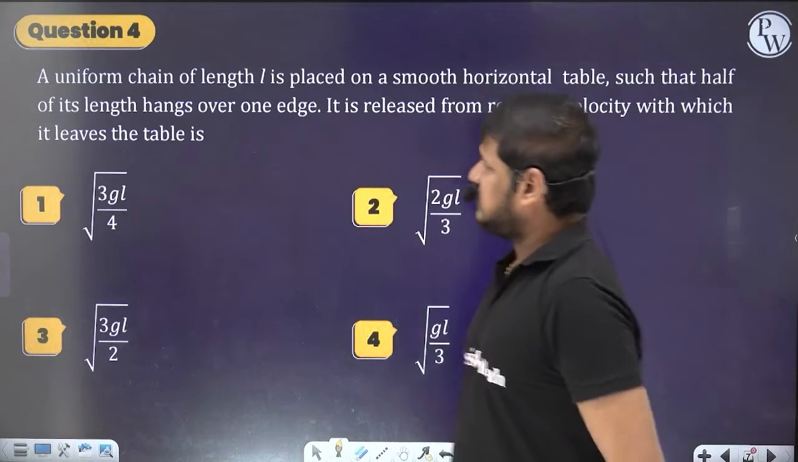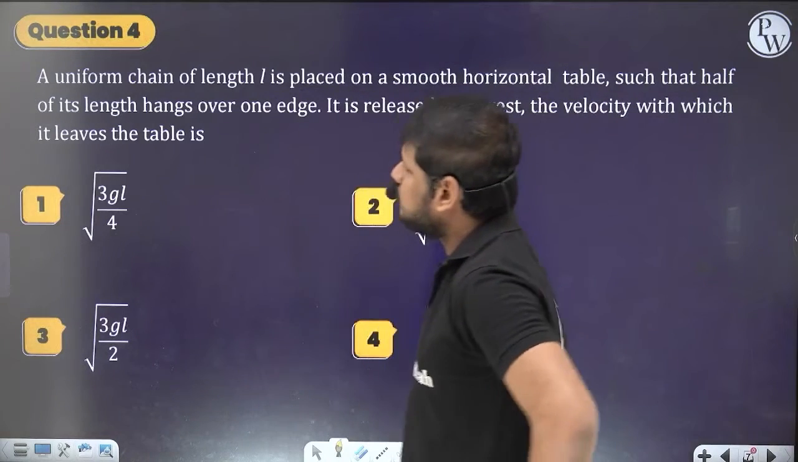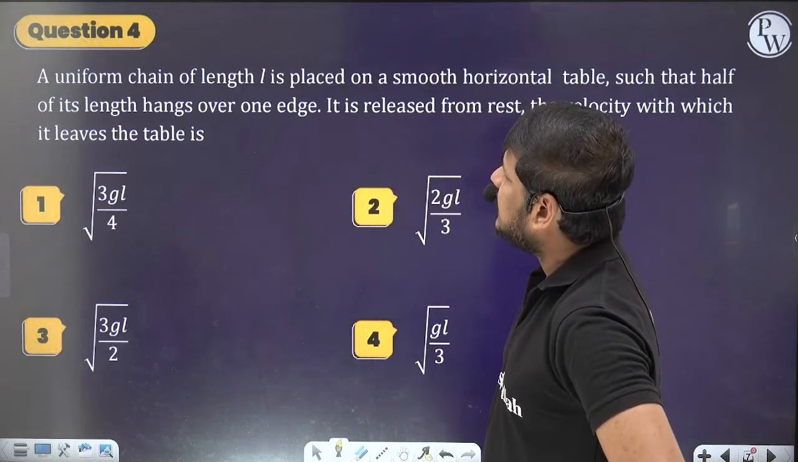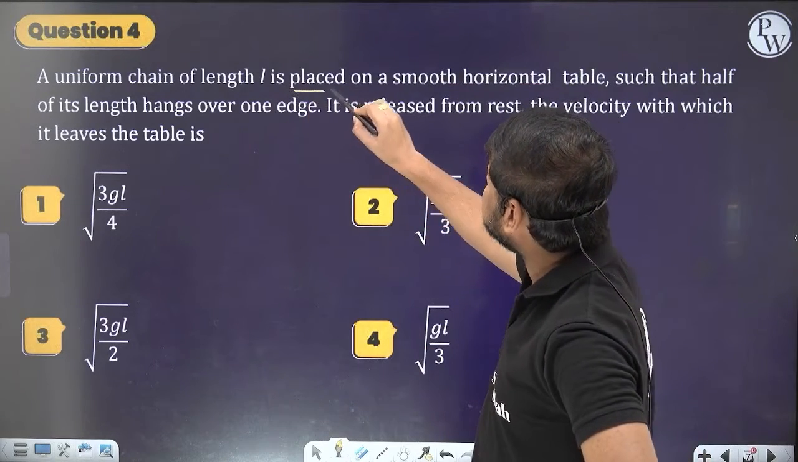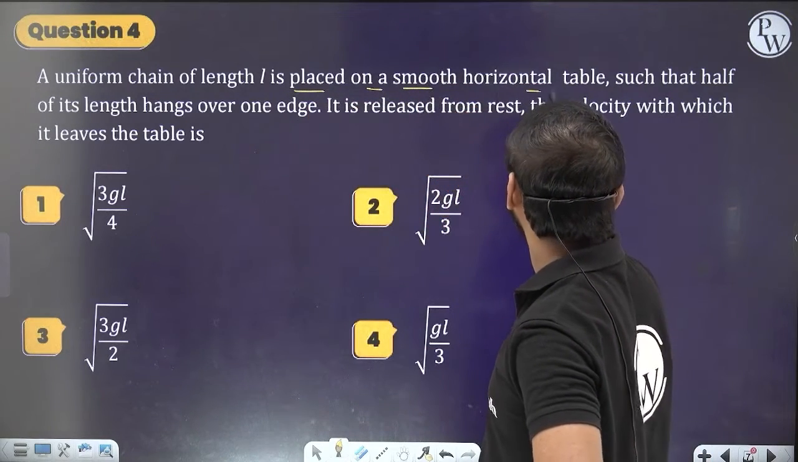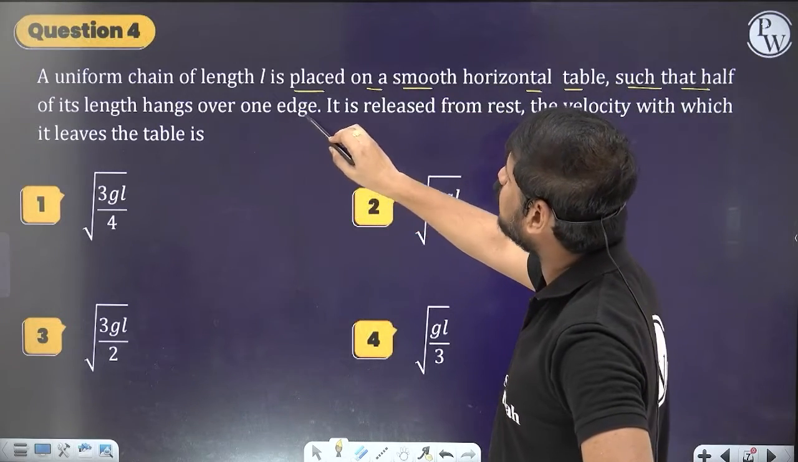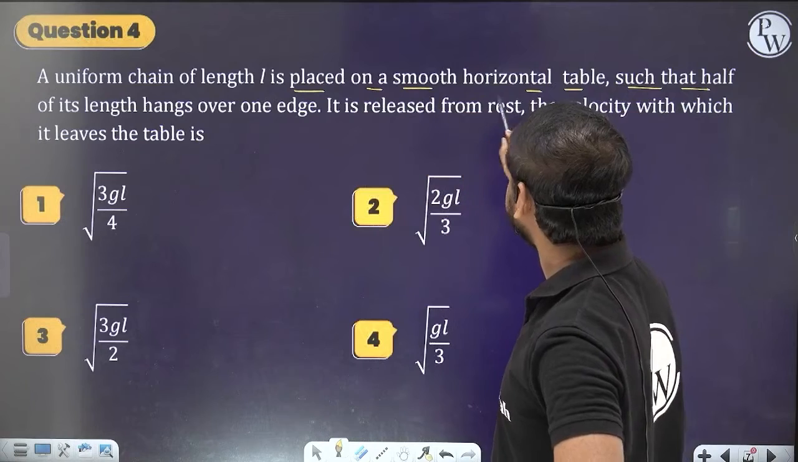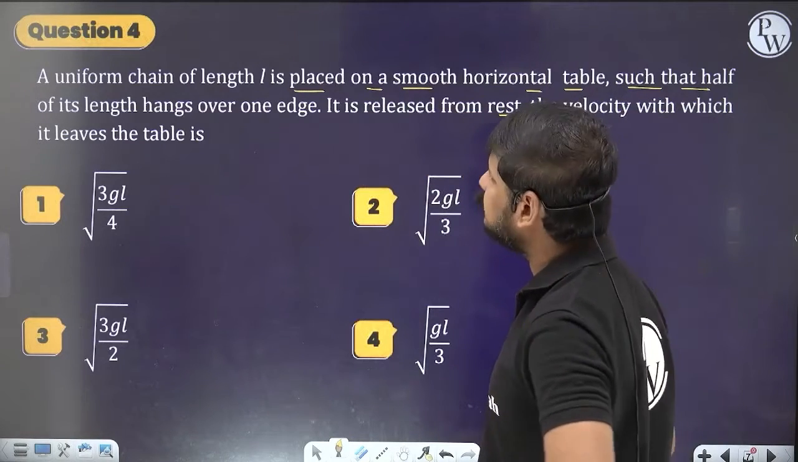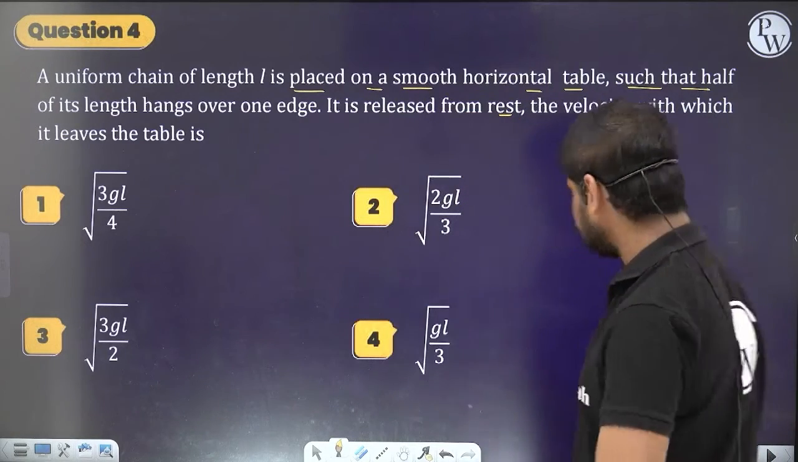So now let's take one more question. Question number 4. A uniform chain of length L is placed on a smooth horizontal table such that half of its length hangs over one edge. It is released from rest. Find the velocity with which it leaves the table. Try to understand the question.